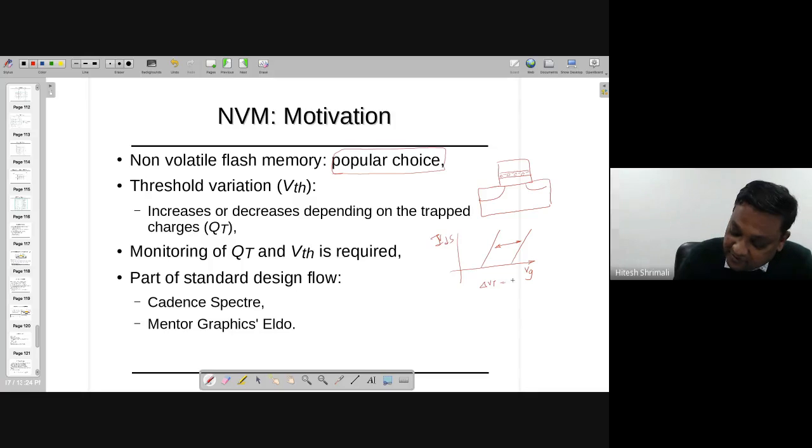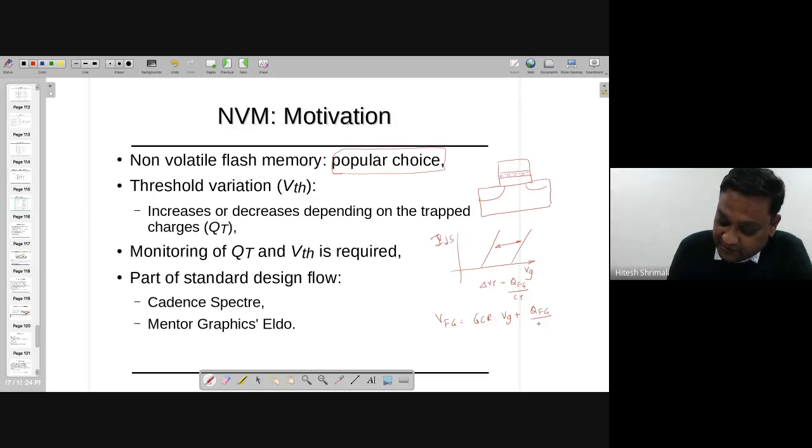the delta VT is equal to QFG divided by CT. Now you can see that this delta VT is all depending on that equation, where VFG is actually GCR times VG plus QFG divided by CT. You can replace that with delta V if you wish, right? So at the beginning it's 0. So it increases or decreases depending on the trapped charges. Okay, so monitoring QT and VTH is required over here if you are designing NVM flash memory. So it's very important that you understand that.